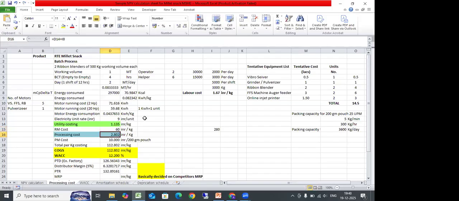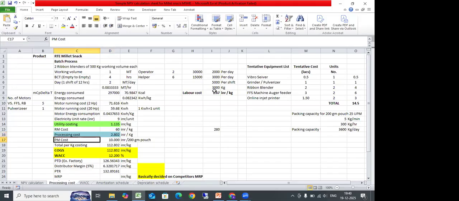Now I go to processing cost. How has this processing cost come? I have added utility costing, which is D40, and I8, the labor cost here. So it is giving me the total processing cost.